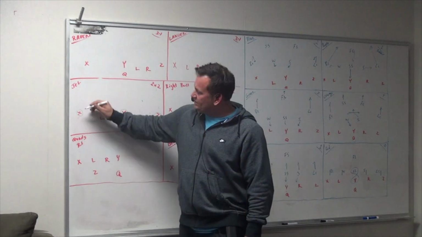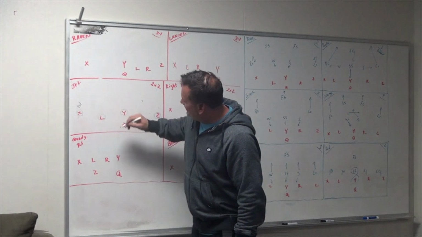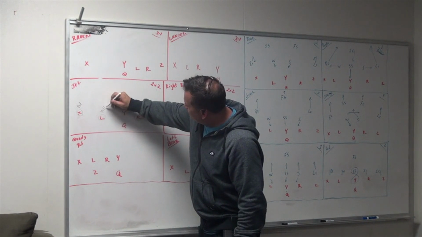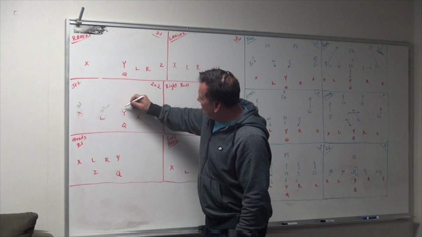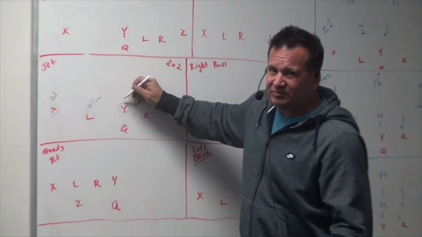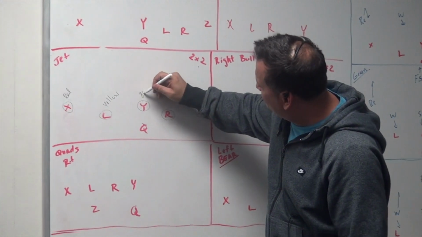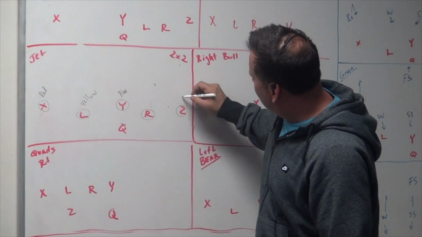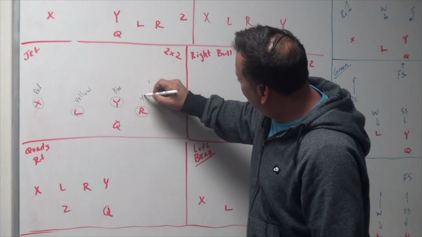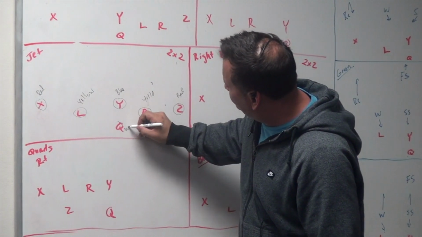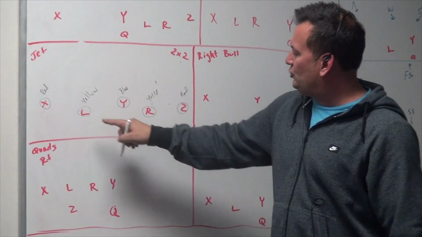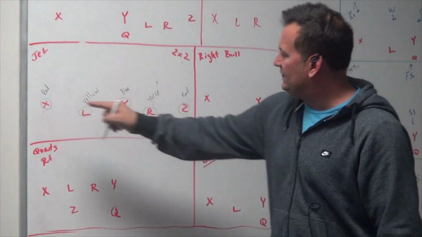My outside receivers are a red cone. My inside receivers are yellow. My Y was usually blue, I think. Usually blue. And that's red, yellow, and Q is white. And they say Q, L, Y, R, Z, X.